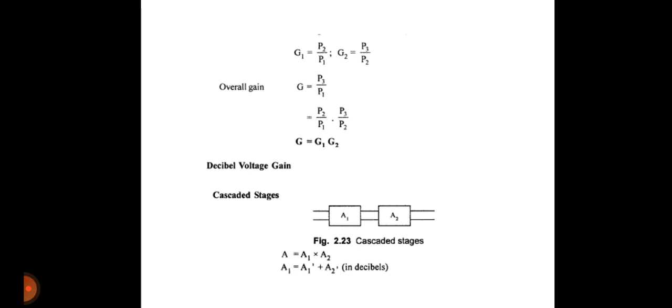We should always start the analysis with the second stage, because the load of the first stage is nothing but the input resistance of the second stage, and the source of the second stage is nothing but the output resistance of the first stage. Because of this, we should always do the analysis starting with the second stage.